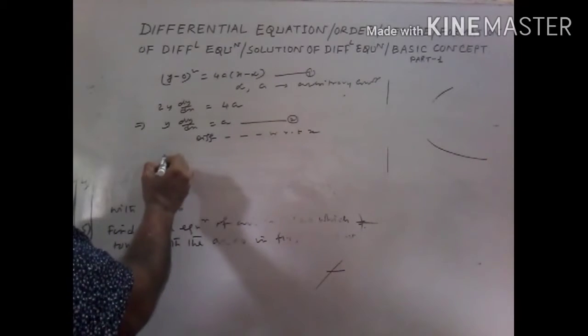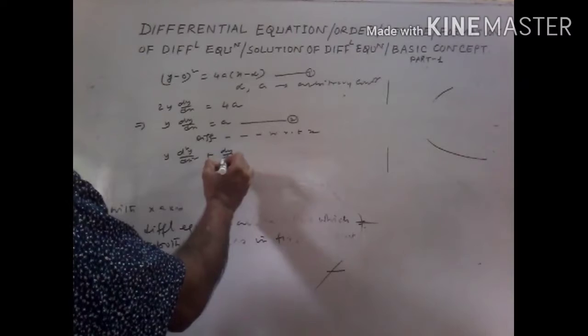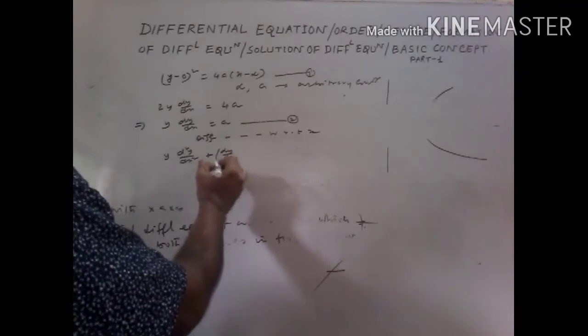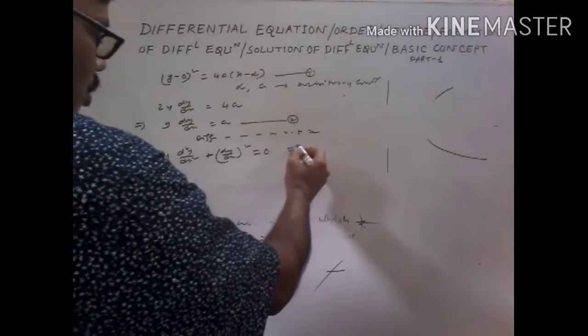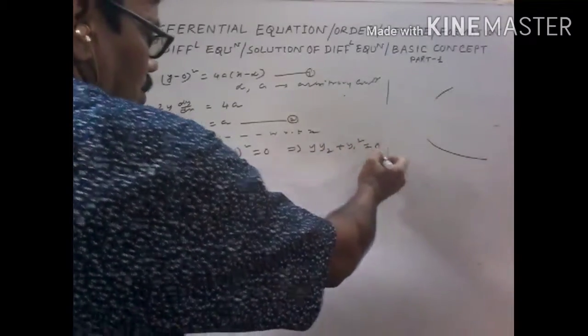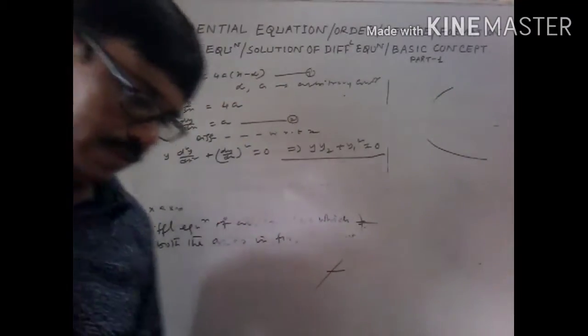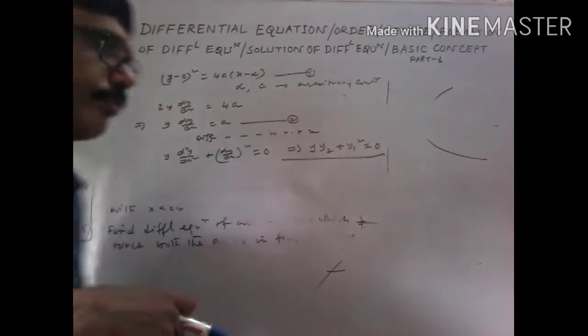x. So y into d square y by dx square, plus dy/dx, unchanged, whole square equals 0. That is, y2 plus y1 square equals 0. So this is the differential equation.